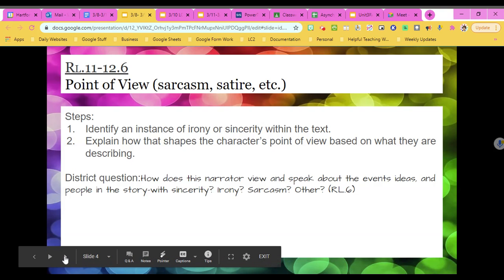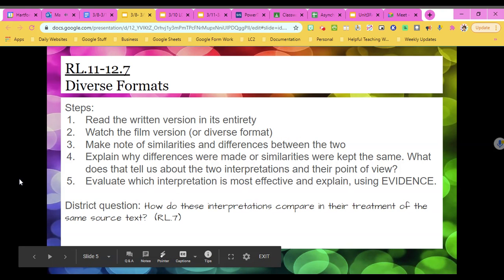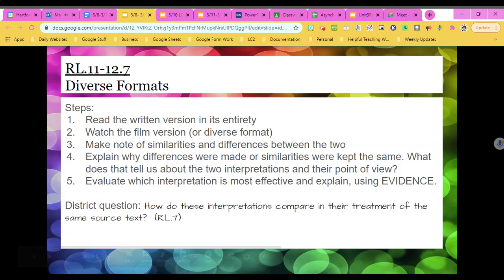Let's look at the next reading skill. Reading skill 4 of Unit 3 is about diverse formats. The first thing you want to do is read the written version in its entirety. Then you're going to watch the film version or diverse format, which is going to be a small clip in this sense. You want to make note of similarities and differences that you see between the two. Explain why you believe differences were made or similarities were kept the same.